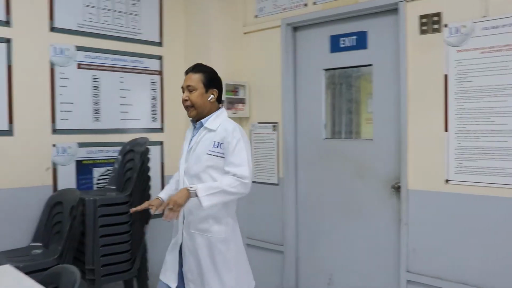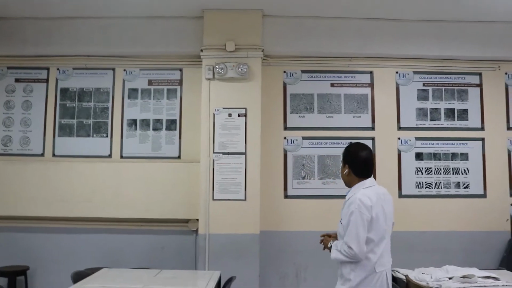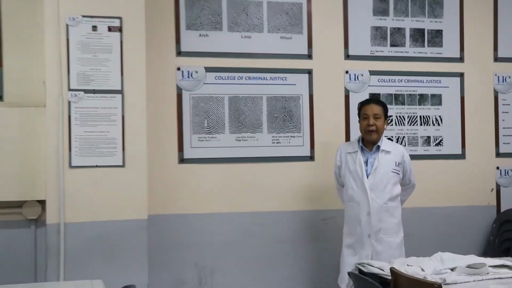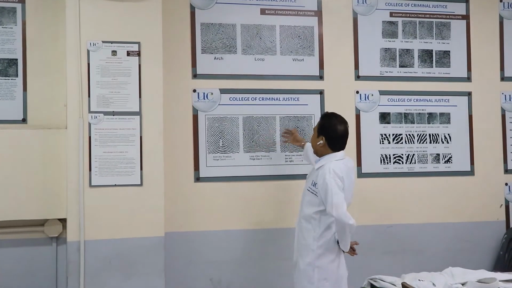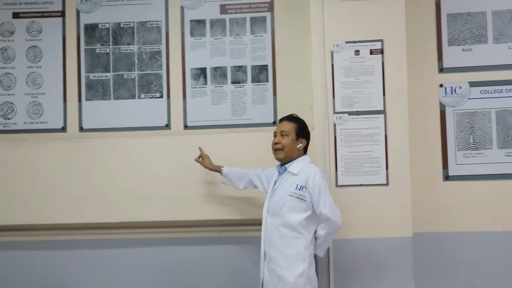Now, these are the working tables. There are four of them actually. Two there and two here. Each working table will have two groups to work on a certain activity inside this fingerprint laboratory. Now, we have here the different graphic charts of the different patterns, like the arch, the loop, and the whorl, and the different pattern areas which contain the important characteristics of ridges and furrows for them to understand the peculiarity, the individuality, the uniqueness of every print of a human being.